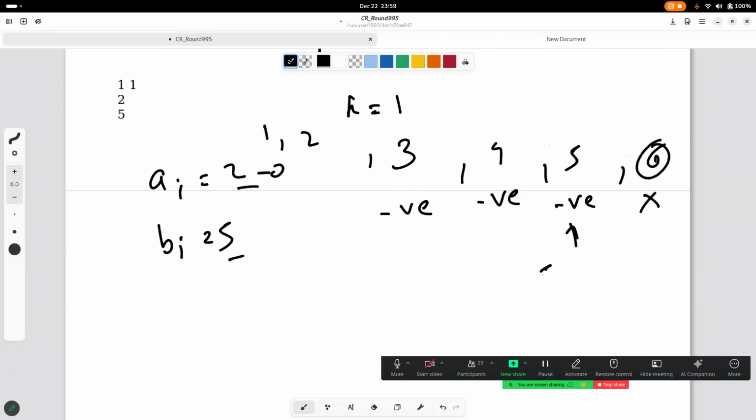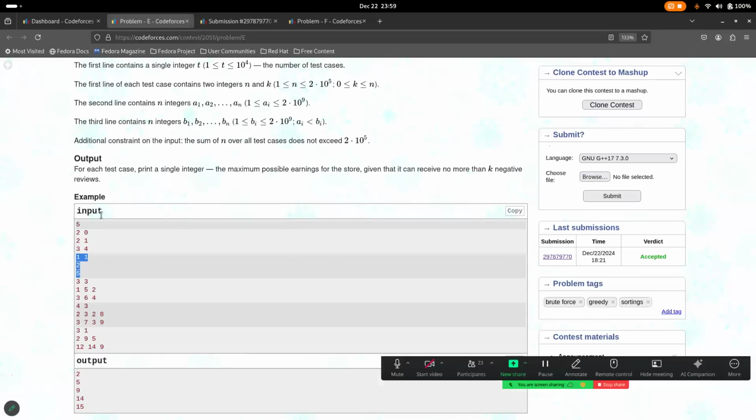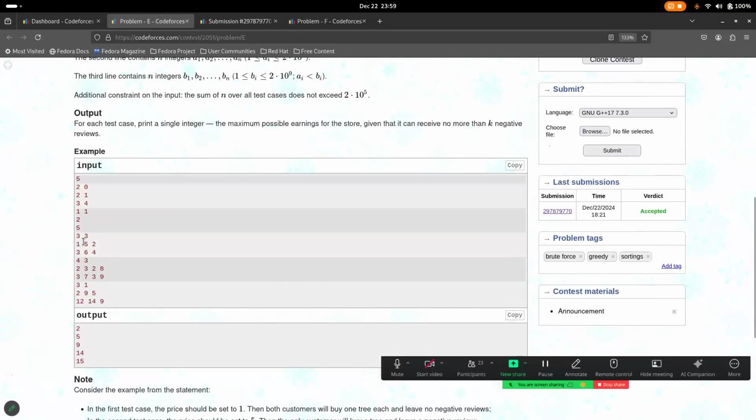So 5 is the maximum that you can raise your price, and that would lead you to the maximum profit you could earn, which is 5 in this case. And the test cases below are similar.